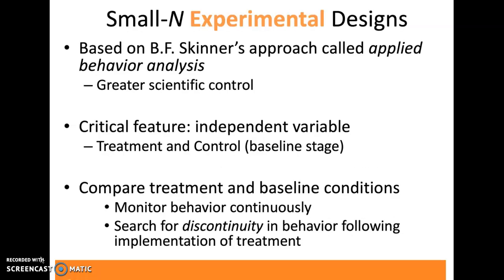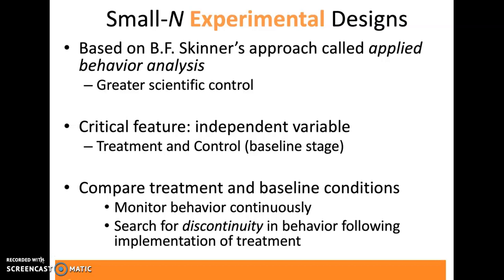The experimental designs that are used in small n designs are based on B.F. Skinner's approach called applied behavior analysis, and this kind of design does have greater scientific control. So there is an independent variable, we've got a treatment level and a control level. That control level is the baseline, and then the treatment is whatever is believed that might help the person.